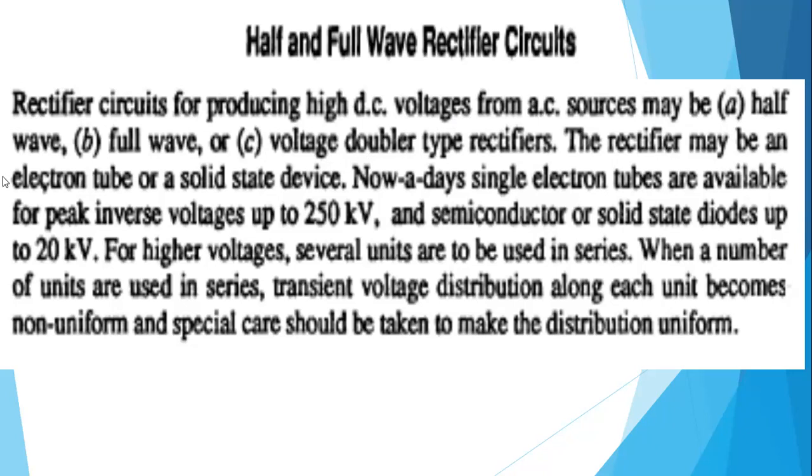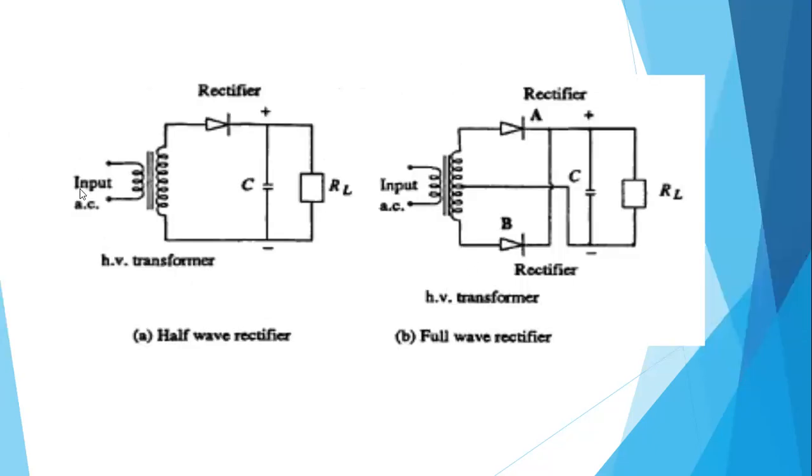The rectifier may be an electronic tube or a solid state device. So nowadays we are going to discuss that it may be a semiconductor device, that is SCRs. We use SCRs only. If you use a number of units in series, then you can reduce the ripple also, and we can get the voltage distribution also. Right, so this is the half wave rectifier and this is the full wave rectifier.